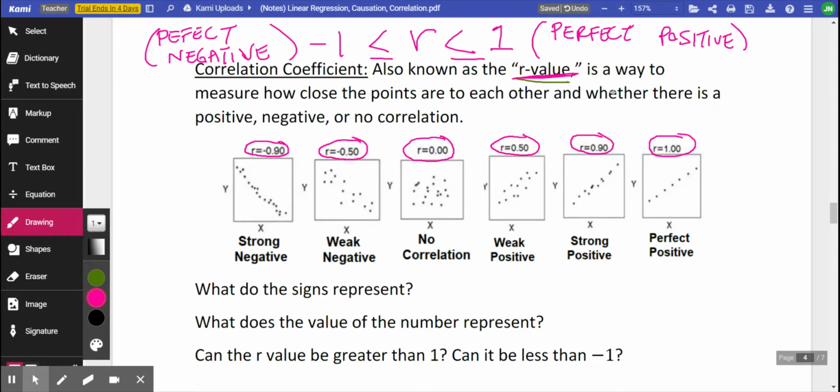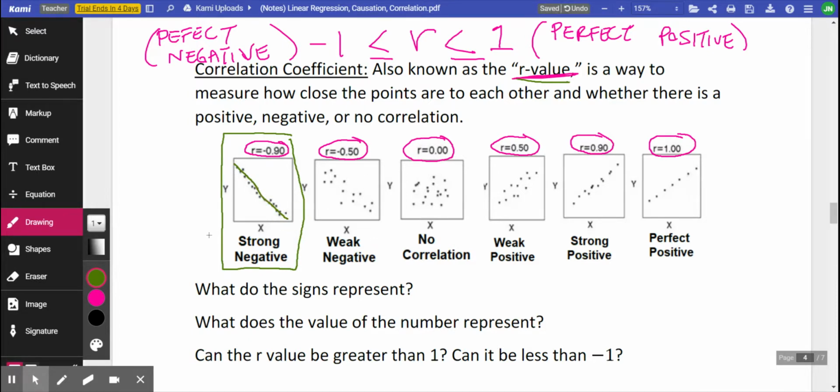So that's how we measure correlation. That's how we quantify it. It's called the R value, the correlation coefficient. This is some example of R values. For example, here we have a strong negative correlation. The value is negative for R, but it is really close to -1 because if we draw a line, the points are pretty close to that line.